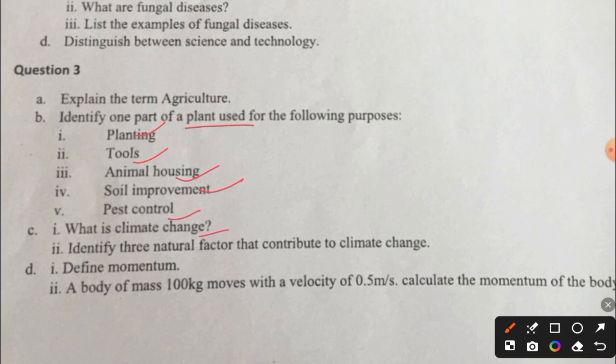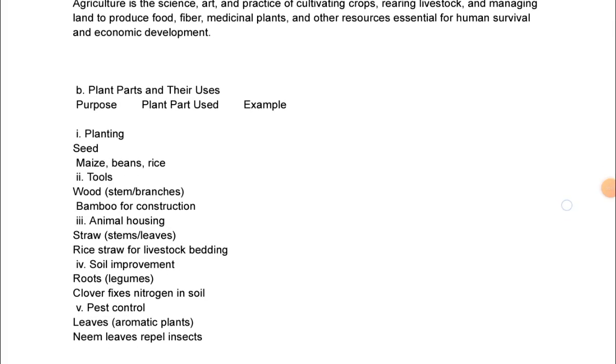Then the next one, climate change. State 3 natural factors that contribute. So natural factors that contribute to climate change. Define momentum, and there's a calculation question which I will solve by myself.